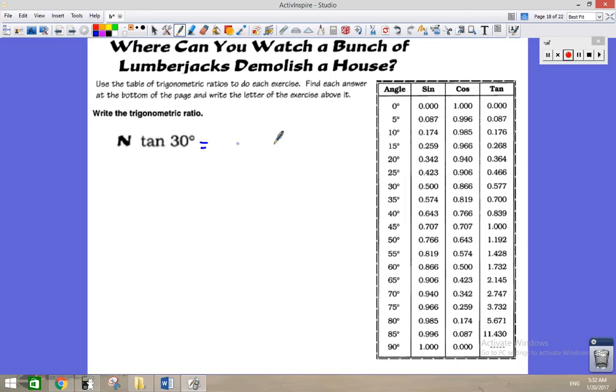The tangent of 30 degrees, we come over here and we have 0.577. The sine of 5 degrees, up here in the first column, 0.087. The cosine of 60 degrees, find 60 degrees and come over to the second column, 0.5. The tangent of 75 degrees, find 75 degrees, come over here, I'm seeing 3.732 if I'm reading that off correctly.